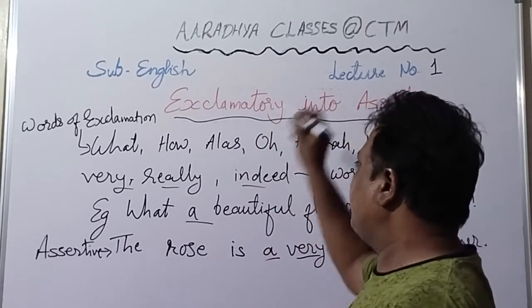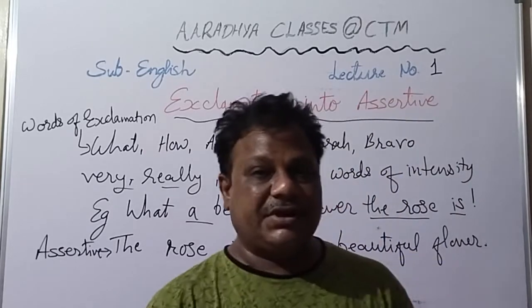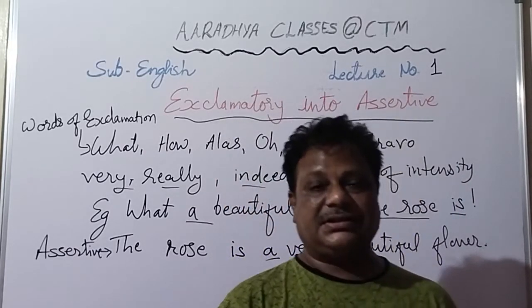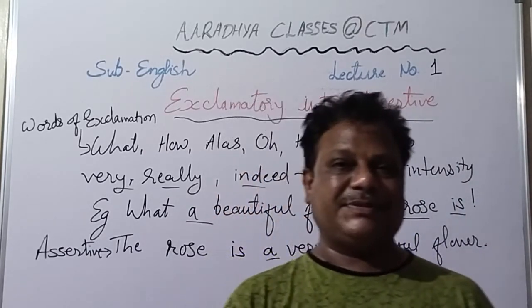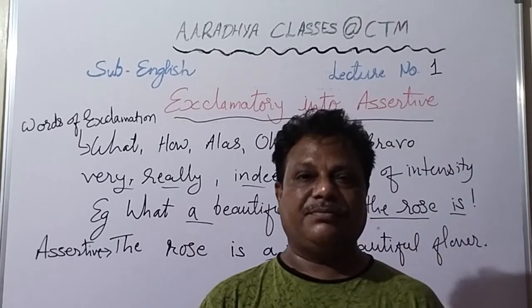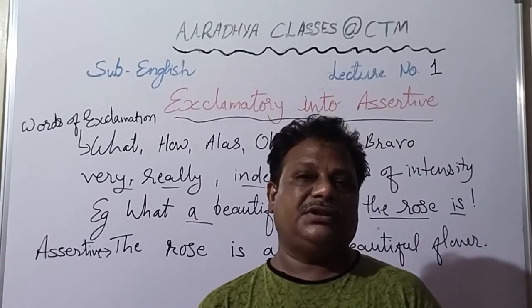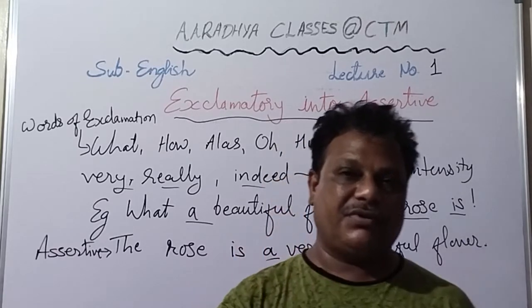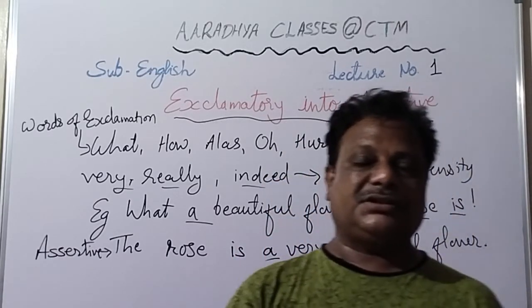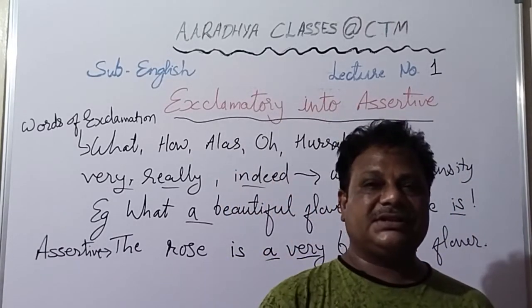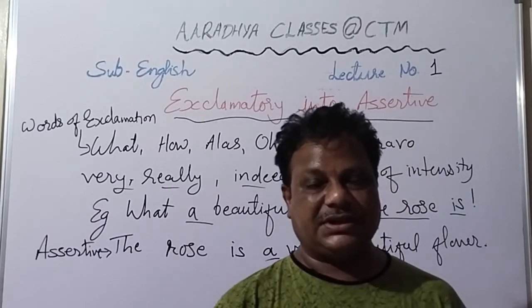Now before we move on to this topic, let me revise your knowledge of sentence. So sentence is what? A sentence is basically a group of words having a particular meaning. Again, when we see the types of sentences, there are four main types: assertive sentence, interrogative sentence, exclamatory sentence and imperative sentence.